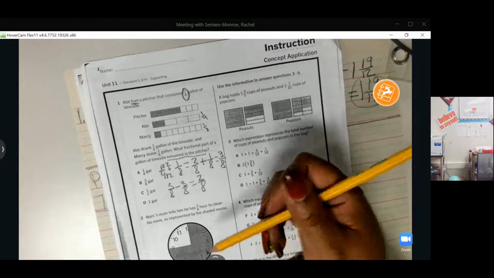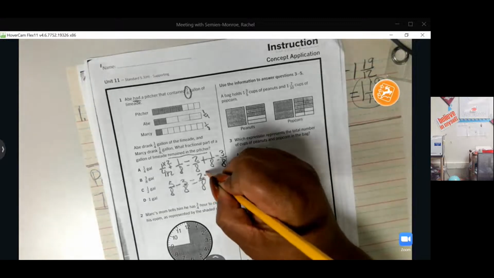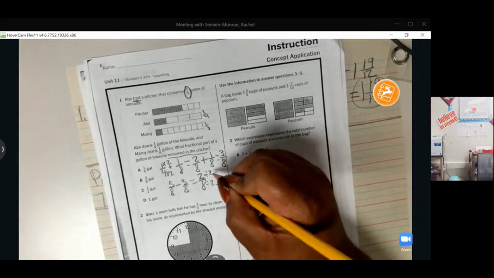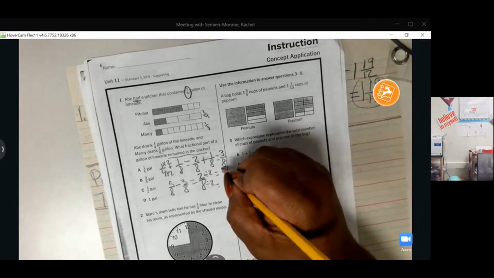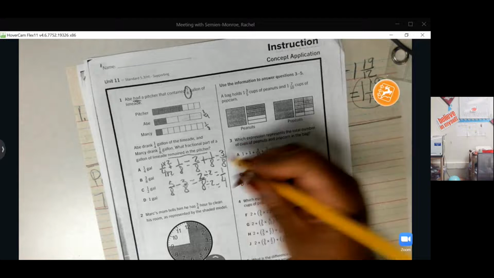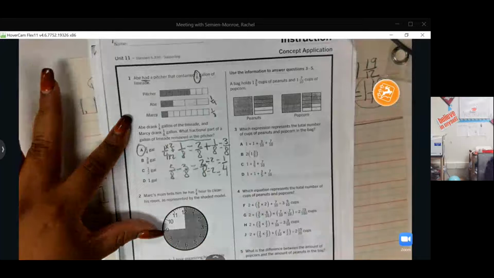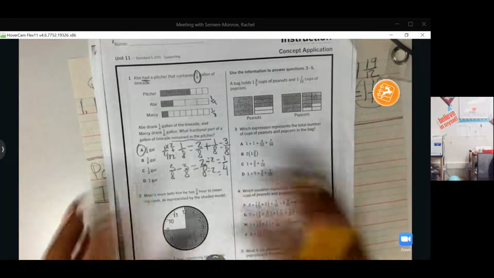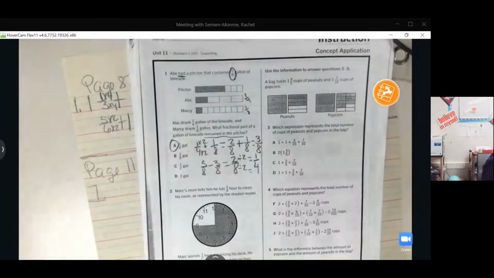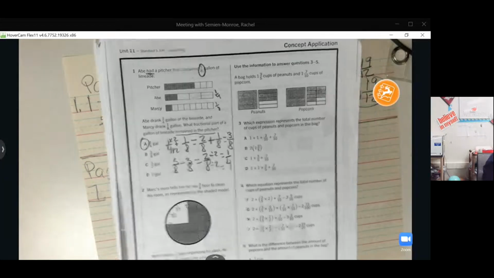I know that I need to simplify because these are both ending with an even number. Let's simplify by 2. 2 can go into 2 how many times? 1. How many times can 2 go into 8? 4. Let me see if I find it now. There it is, 1/4. I can circle it. You can put this probably, if you write really big, put it right here. If you don't write big, put it right here like Miss Monroe did. Now you have your answer for number 1 on page 111.